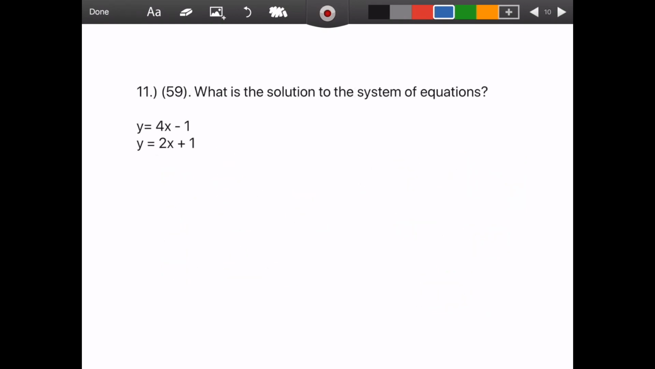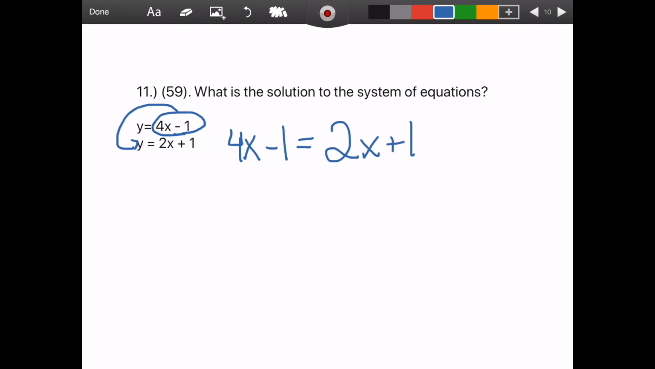Number 11, what is the solution to the system of equations? So we could either graph these or we could use substitution. I'm probably just going to use substitution because notice they've both been solved for y. So I can just take, say, this problem that says y equals 4x minus 1 and plug it into this y. So I have 4x minus 1 equals 2x plus 1. So now I only have one variable, x, to solve for.